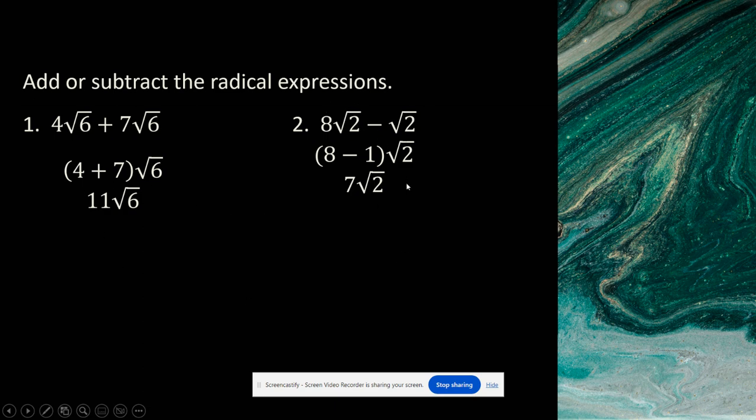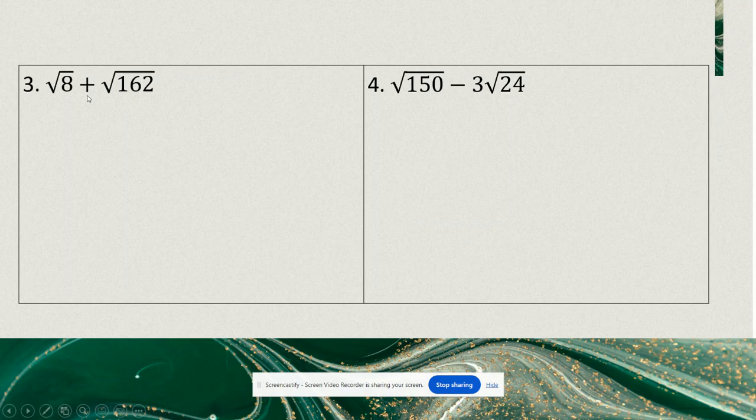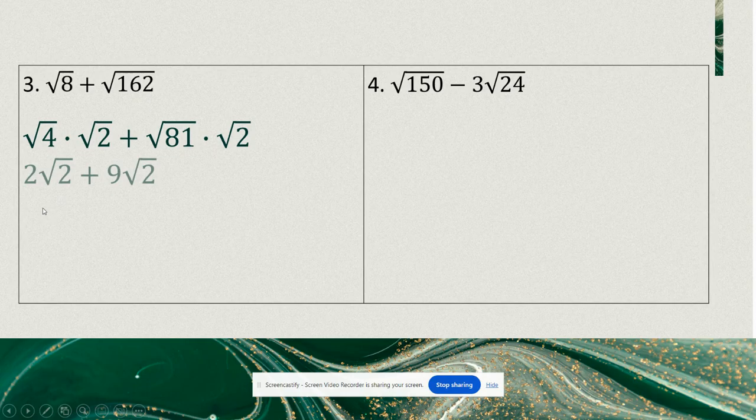Sometimes we might have to simplify these radicals to start. Like number 3, I have the square root of 8 plus the square root of 162. If I were to simplify the square root of 8, I would get root 4 times root 2. This is that branching process that we talk about a lot. We're taking out our perfect square factors. And for the square root of 162, 81 is a perfect square that goes into 162, so I would break that one apart like this. The square root of 4, of course, is 2, root 2, plus the square root of 81 is 9, root 2. Now I have the same radicand there, square root of 2, so I'm just going to add my coefficients. And 2 plus 9 is 11. So I get 11 root 2.